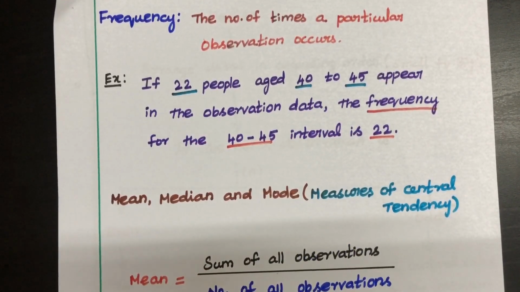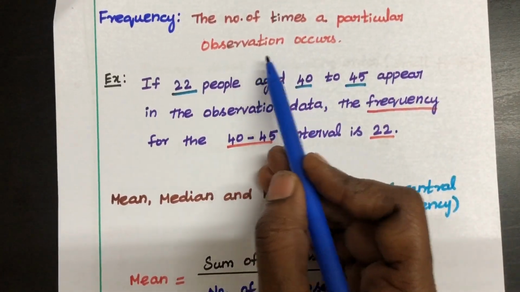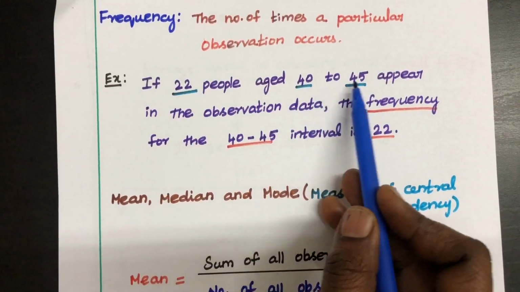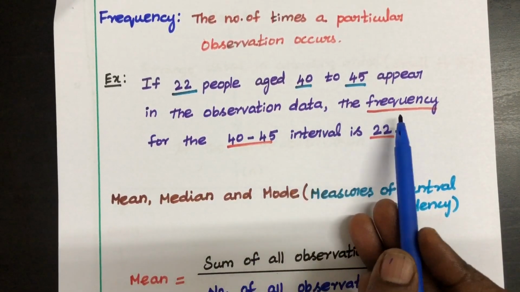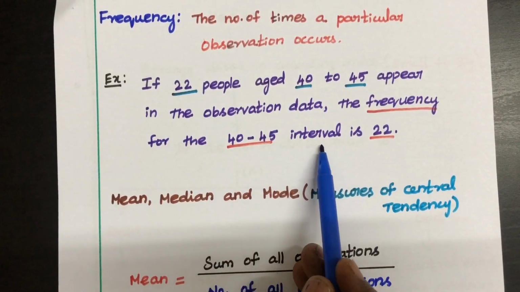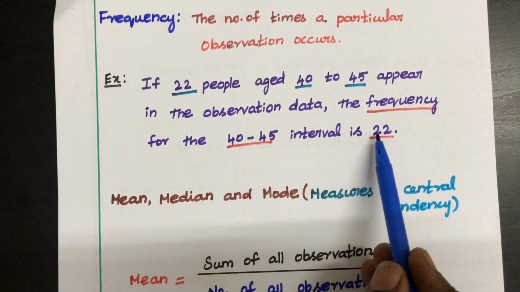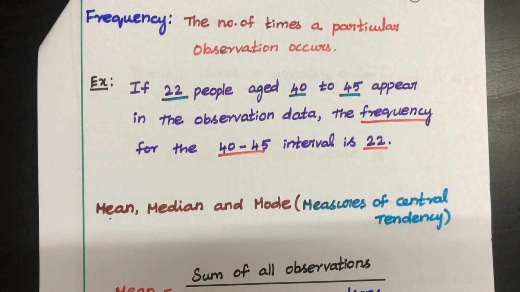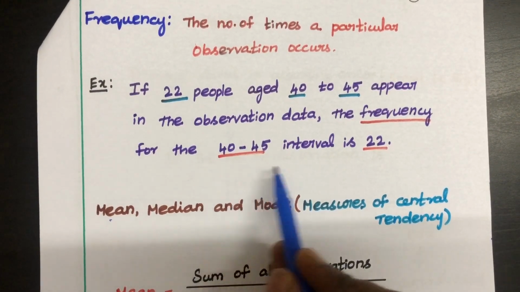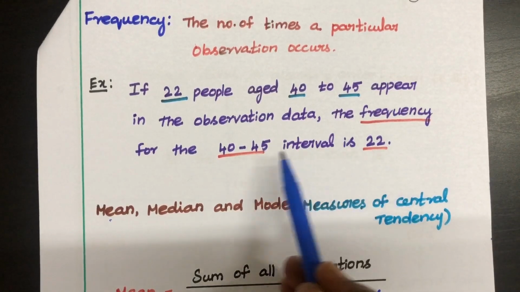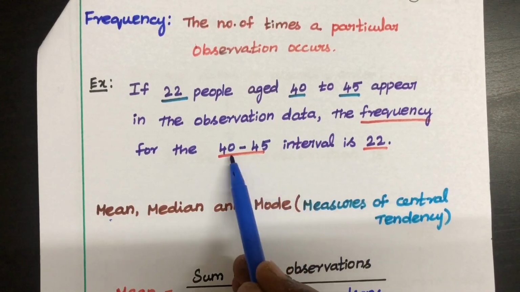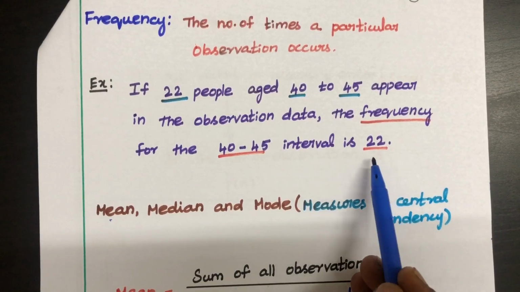Frequency. What is frequency? The number of times a particular observation occurs. Example, if 22 people aged 40 to 45 appear in the observation data, the frequency for the 40 to 45 interval is 22. That means in this interval, how many people or things appeared, that is called frequency. In simple terms, in any given interval, the number of times the particular category falls under that interval is called frequency. Here these 22 people fall under the 40 to 45 age category, so 22 is the frequency here.